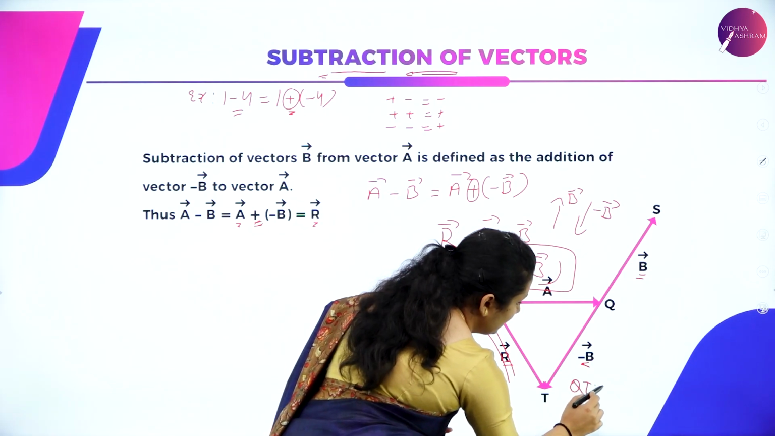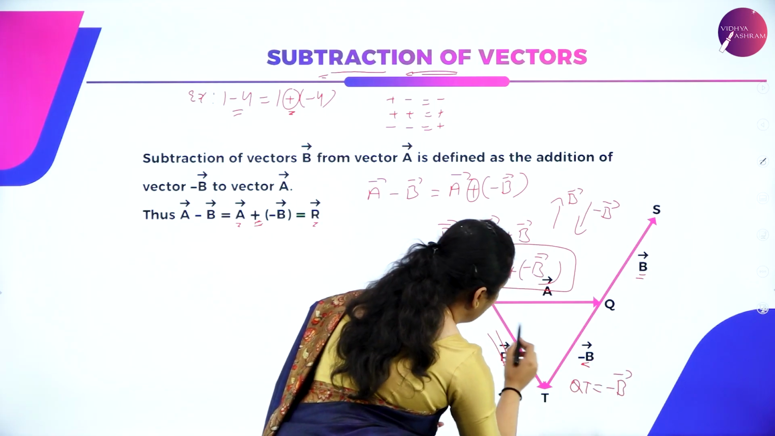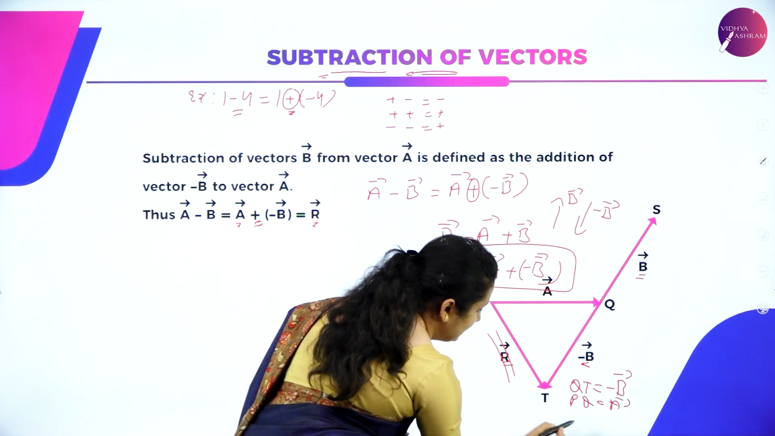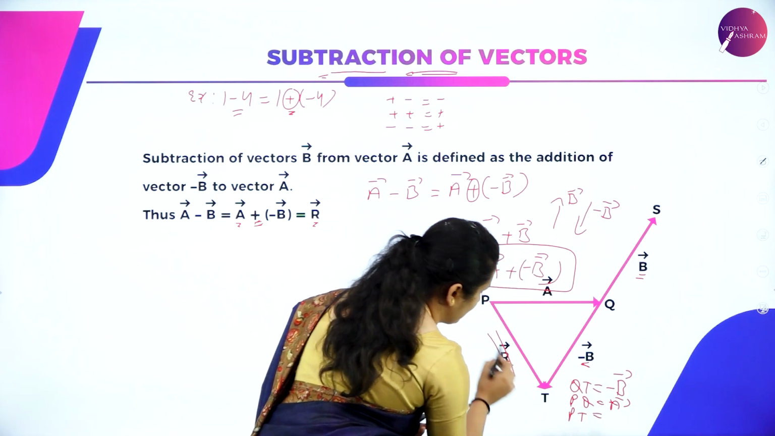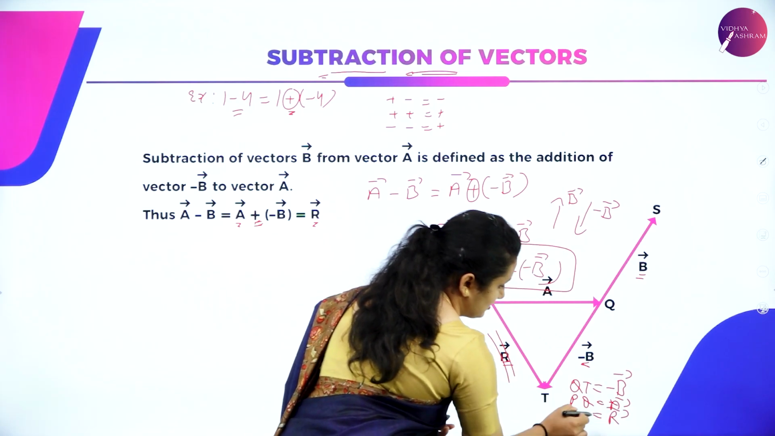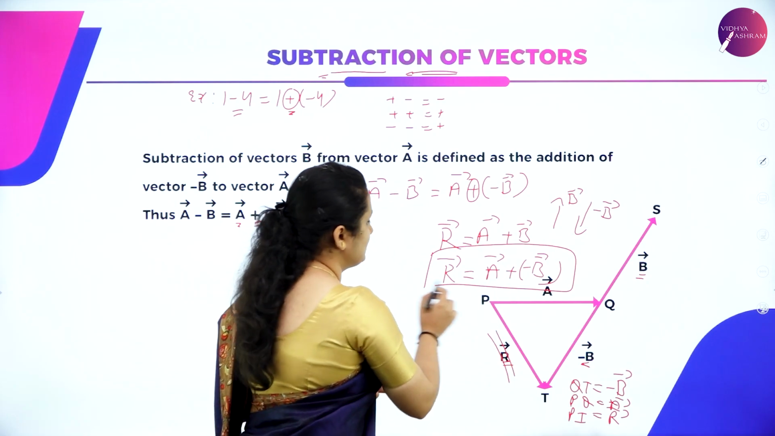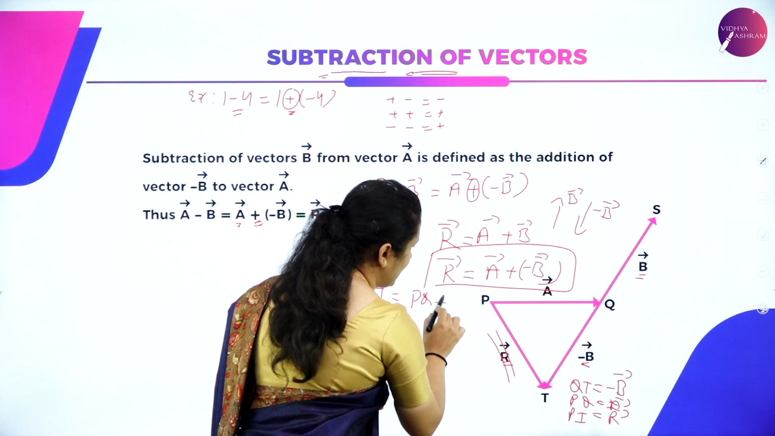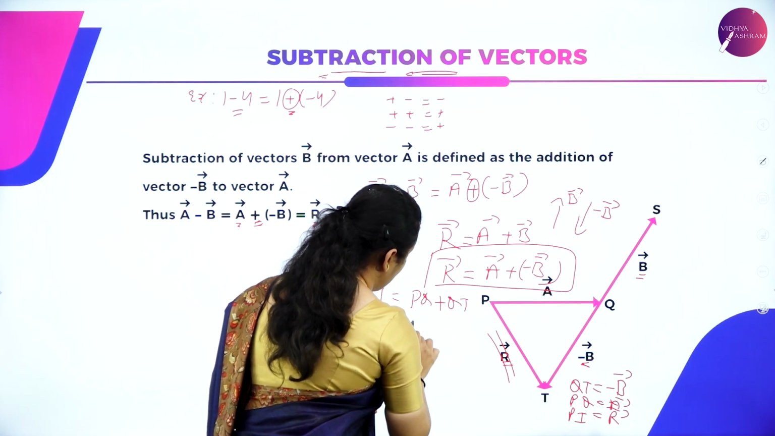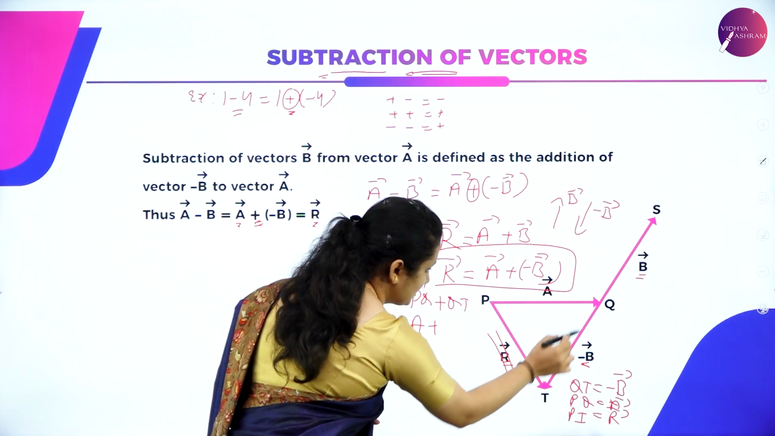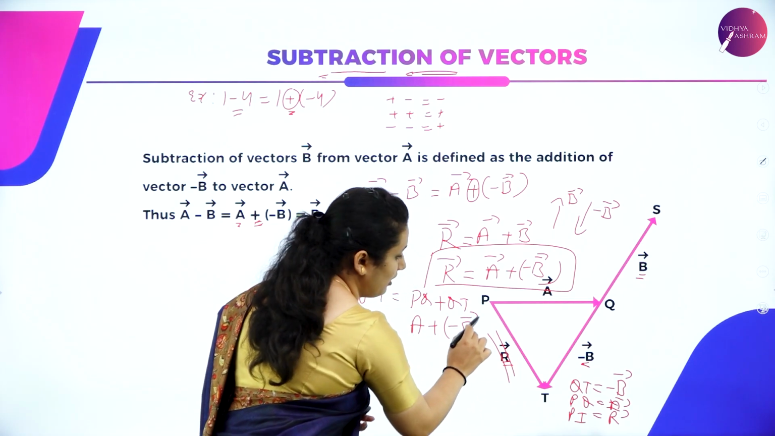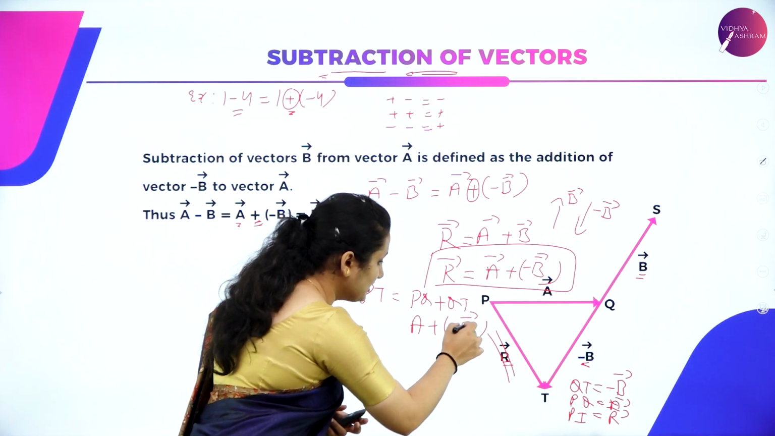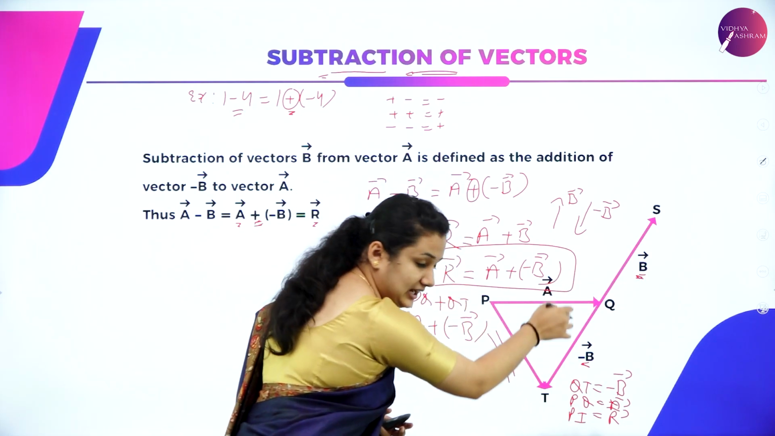Here QT represents minus B vector. Again PQ represents A vector, and PT, the third side of the triangle, represents my resultant vector. So resultant vector PT is equal to the sum of two sides, PQ plus QT. So it is A plus, what is QT? Of minus B. PQ is A, QT is minus B, the reverse of vector B in the negative axis.